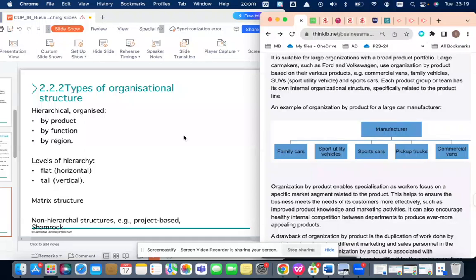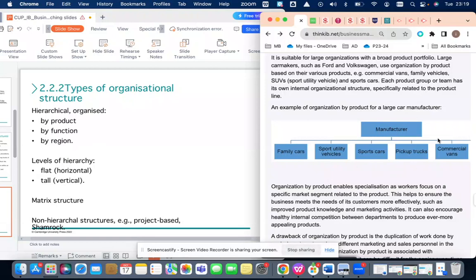Welcome to part two of today's lesson about organizational structure. We've covered terminology. Now we're going to look at the types, or the ways that it can be organized. So, three ways that it can be organized are by product, by function, and by region.